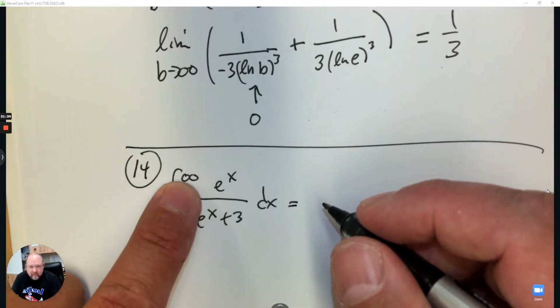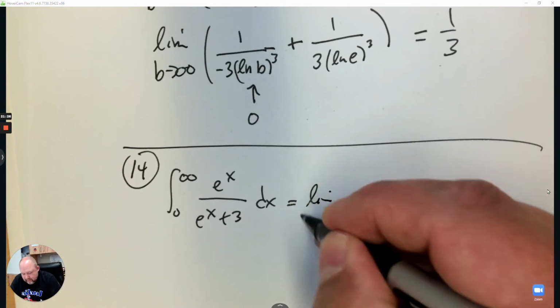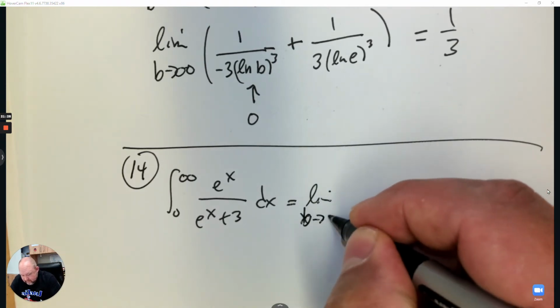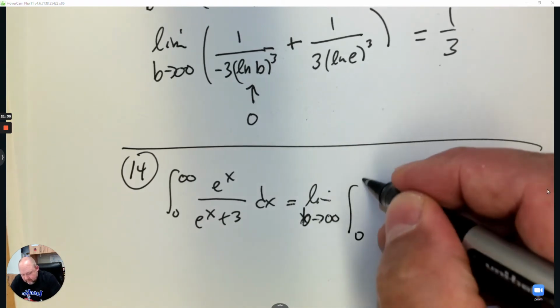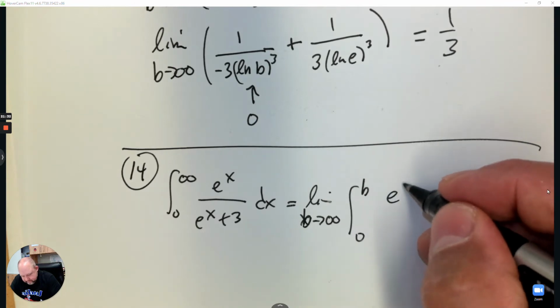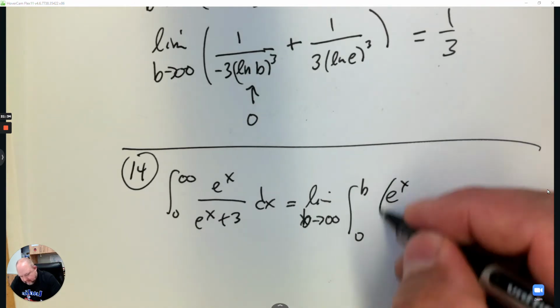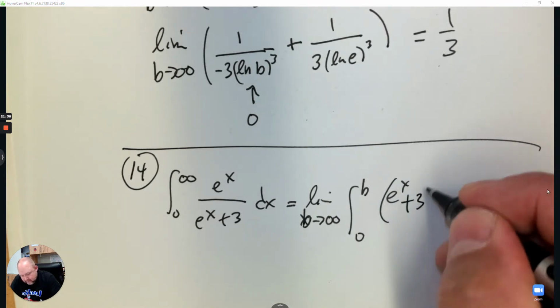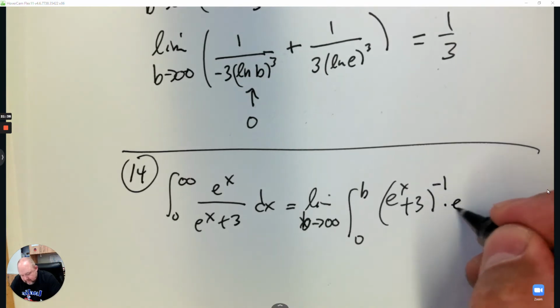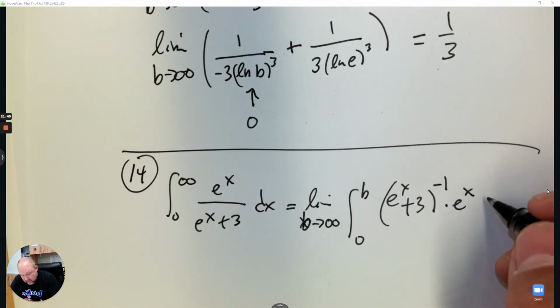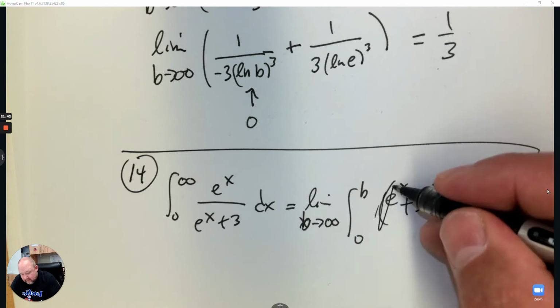All right, so you see why it's improper. So we're going to write it as a limit as b approaches infinity, and just write it from 0 to b. I'm going to write this as e to the x plus 3 to the negative 1 times e to the x. Well, you know what? I'm not going to do that at all.